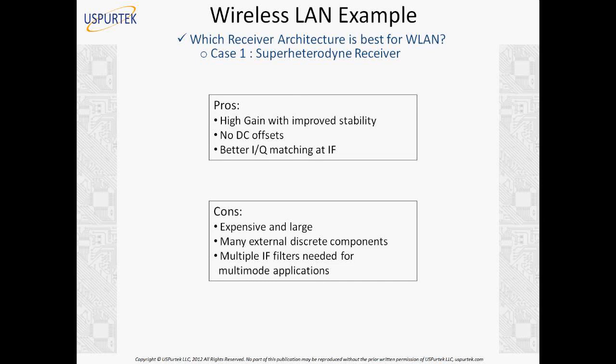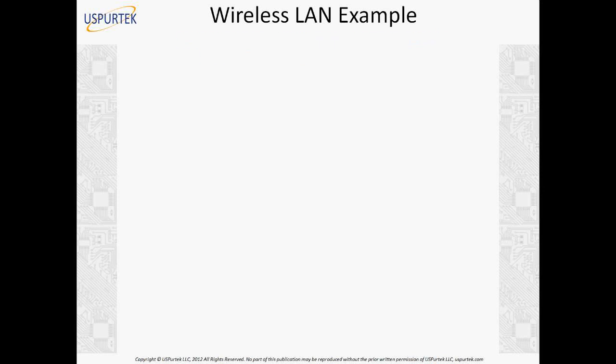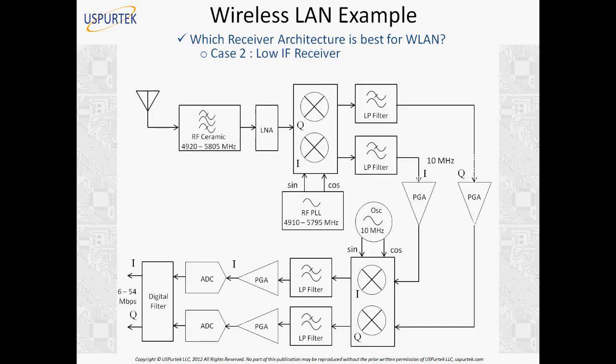To do that, we split into I and Q at the front end. We have these two components, I and Q, at the lower frequency of 10 megahertz, and finally we filter them out, convert to digital, and we have 6 to 54 megabits per second. Now it is still IF, although IF is reduced and we are splitting at the front end itself, and there will be some pros and cons here too.